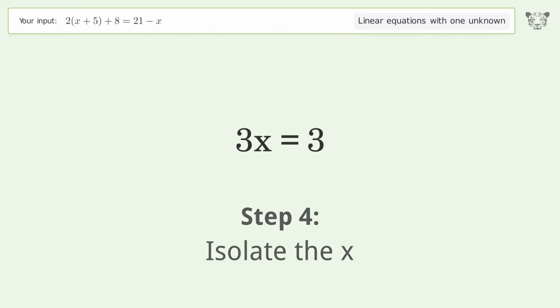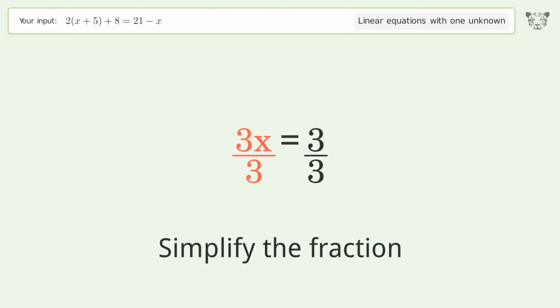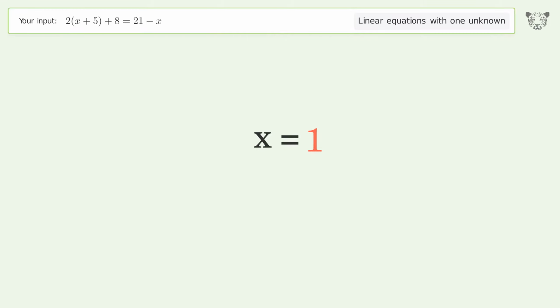Isolate the x. Divide both sides by 3. Simplify the fraction. And so the final result is x equals 1.